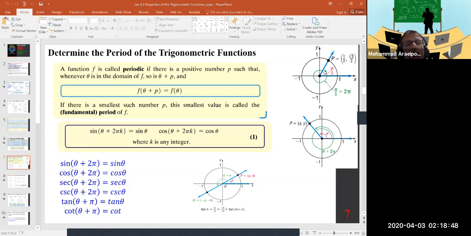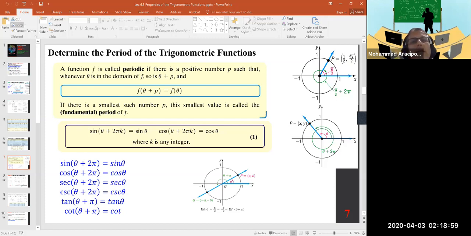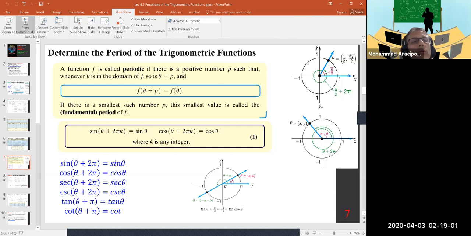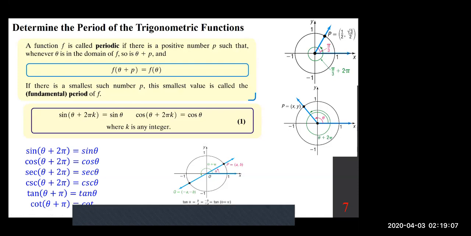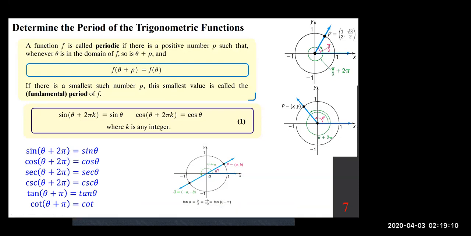The next page also is fairly basic, and that is determining the period of trig functions. Okay. 2 pi is called the period. Let's just put this in slide mode. And so what that means is the functional value of a function, when it's a periodic function, it repeats itself after a period is passed or multiples of that.